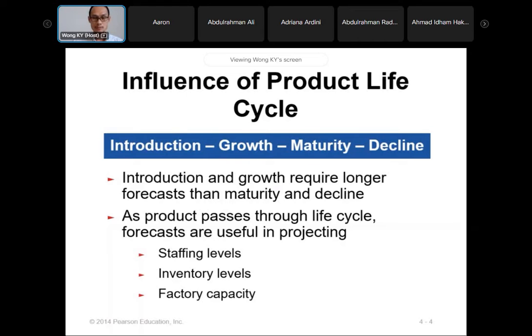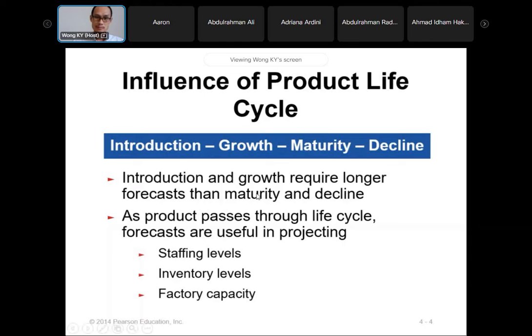Because why? Because the product is growing, demand is still uncertain, and demand can shoot up anytime, it can fluctuate. So whenever a product is in the introduction phase or growth phase, we need to do forecasts more accurately, and longer forecasts are actually required. Because the growing stage, introduction stage is normally longer than maturity phase and also the decline phase.